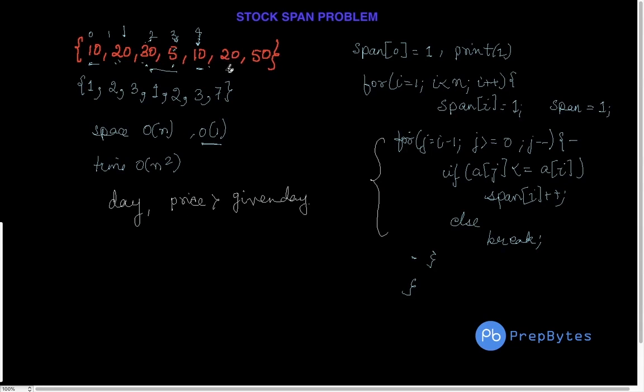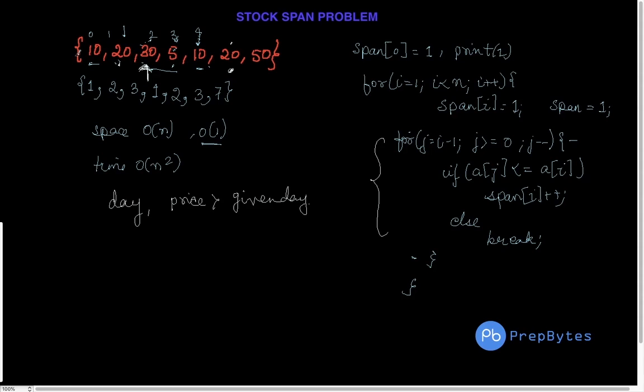In this case, the day is 30. So 30 is the nearest day which has a price greater than 20. If I know that, I can simply subtract the indexes and find out what my span for 20 is going to be. I'm repeating, I just have to find which particular day on the left is greater than this particular day. In this case, obviously there is no such day.